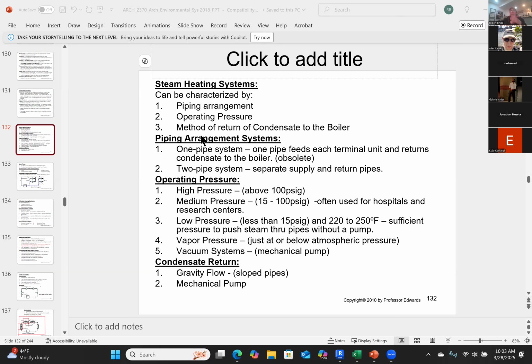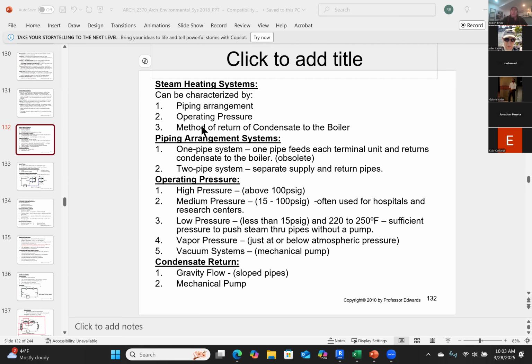So if someone wants you to describe your steam heating system, these would be the three characteristics that you would want to explain to them. What is the piping arrangement? What is the operating pressure? And how does the condensate get back to the boiler? Gravity or a mechanical pump?